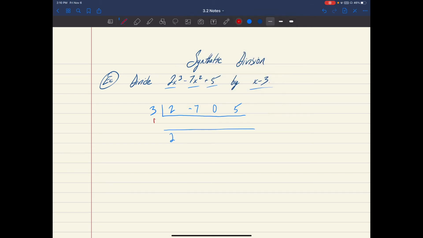Then multiply 3 times 2 and put it beneath the 7. So this would be 6. Now we add negative 7 and 6 to get negative 1. And then we do that process again. So exactly like we did the first time, we multiply 3 times negative 1 and put it here. Then combine those, and then we do it again. So 3 times negative 3 is negative 9, and then we combine those.